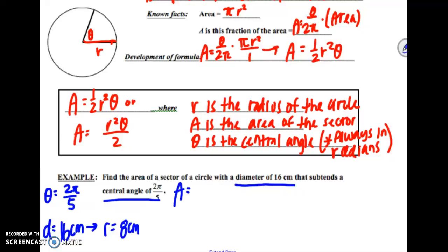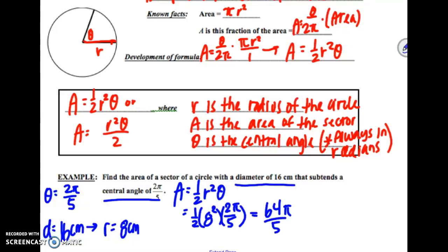Now using our formula, we have A equals 1/2 r squared theta. We have 1/2 times 8 squared times our theta, which is 2 pi over 5. Reducing this down, we are left with 64 pi over 5 centimeters squared, which is equivalent to roughly 40.2 centimeters squared.